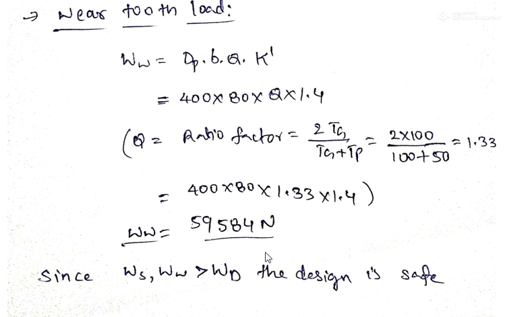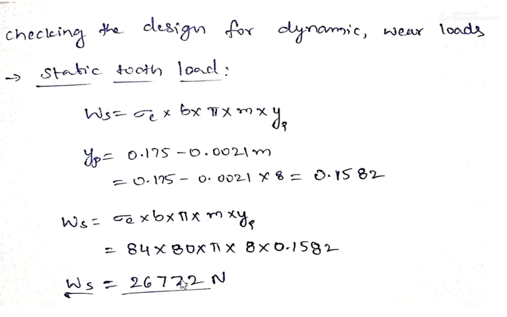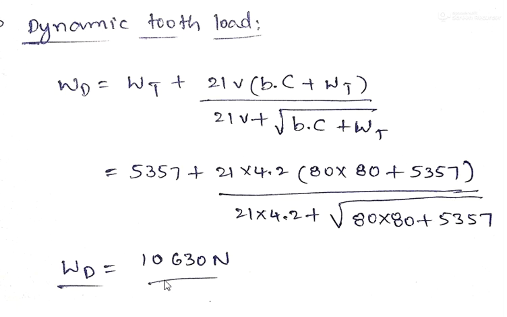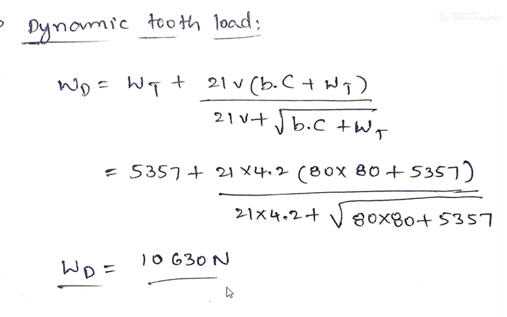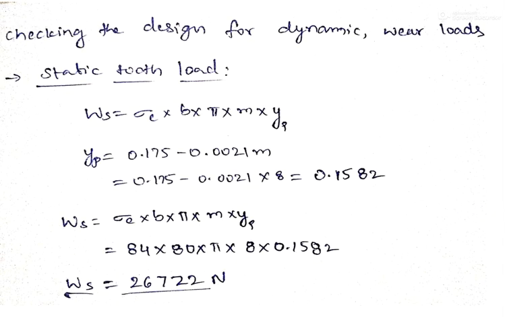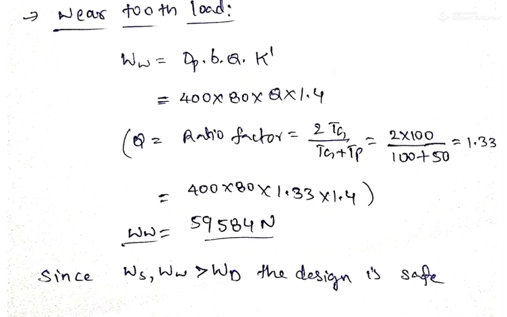When you see here, the static tooth load is 26,000 something, the dynamic tooth load is 10,000 something, and the wear load is 59,000 something. So static and wear loads are more than the dynamic. Dynamic is only around 10,000, while we got static as 26 and wear as 59. Both the static and wear loads are greater than the dynamic load, so the design is safe.